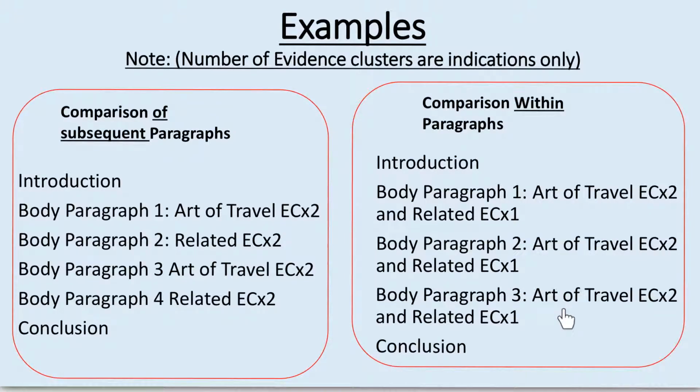And then your third body paragraph again would have a couple of examples from The Art of Travel to support your topic sentence, and then the related text would be exemplified as a contrast or as a further development of those ideas. Hopefully that makes sense. Should be fairly straightforward in terms of the two methods of structuring these essays.